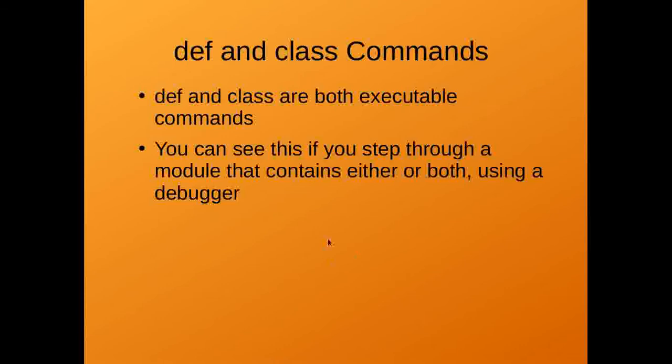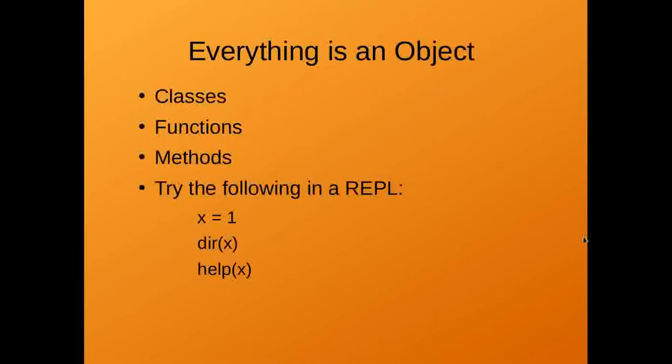In Python, everything is an object. Classes are objects, functions are objects, methods are objects. Even a simple integer is an object. So you can do a dir of x like this to get a list of the data and methods that are a part of the integer type. And you can say help of x to report documentation about x, in this case an integer.